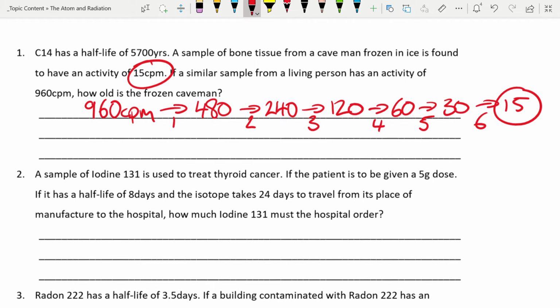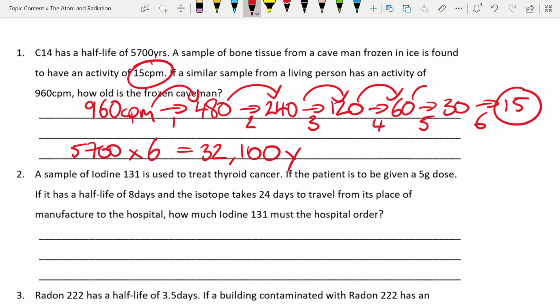So we just take our 5,700 years and multiply by 6, which gives 32,100 years. Okay, so why that's tricky is because there's a number of steps. Each of the steps is quite simple, but I would lay it out like that.